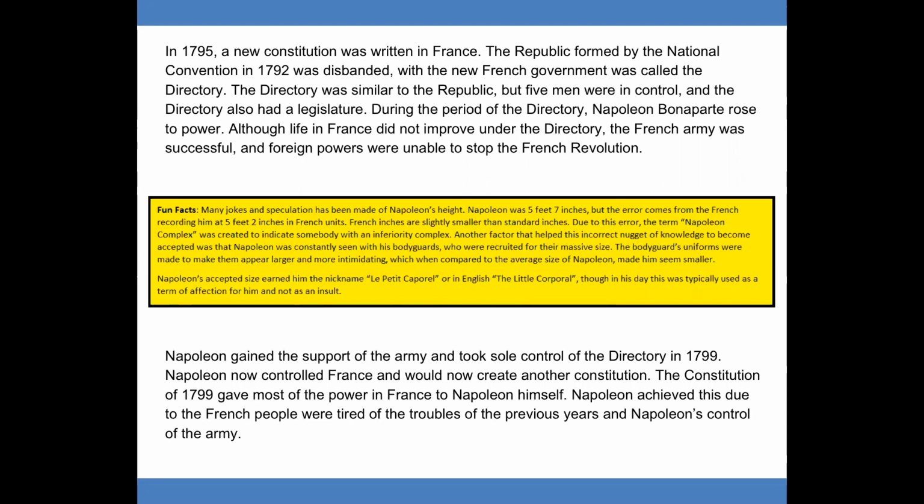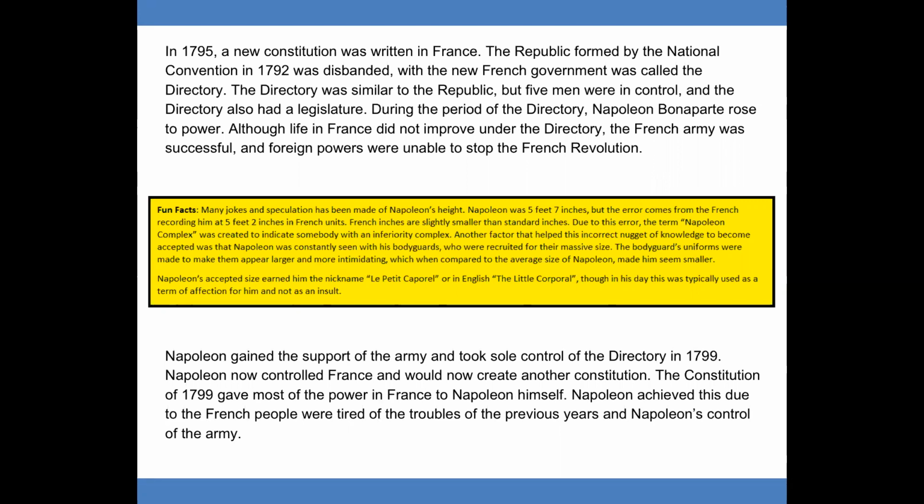Fun facts. Many jokes and speculation have been made of Napoleon's height. Napoleon was 5'7", but the error comes from the French recording him as 5 feet 2 inches in French units. French inches are slightly smaller than standard inches. Due to this error, the term Napoleon complex was created to indicate somebody with an inferiority complex.